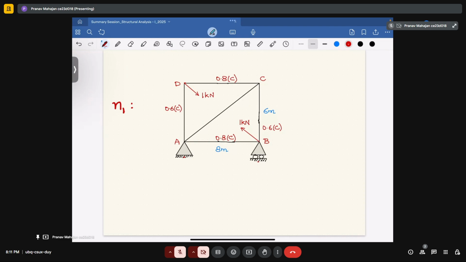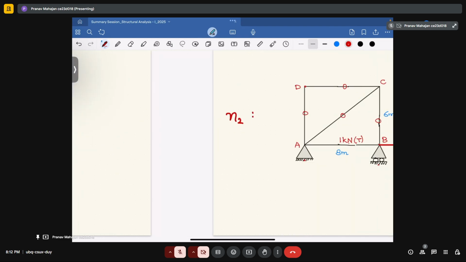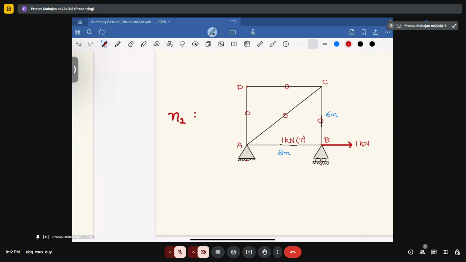So first, we will take the case of BD, where we have removed the diagonal member BD. So we will apply a unit load in both directions, and then see what forces are coming in all the members. For AD and BE, you are getting 0.6 in compression, and for AB and CD, you are getting 0.8 as the compression force.